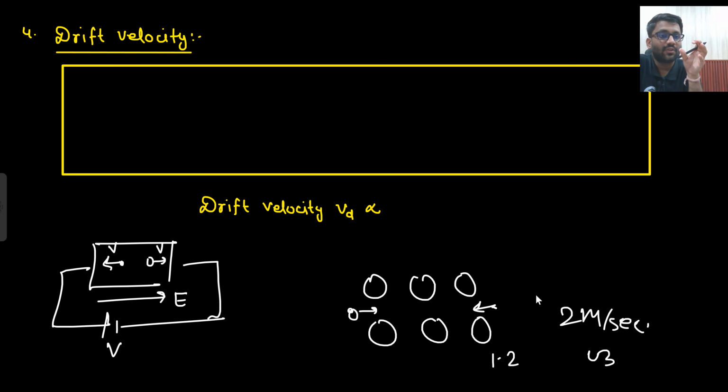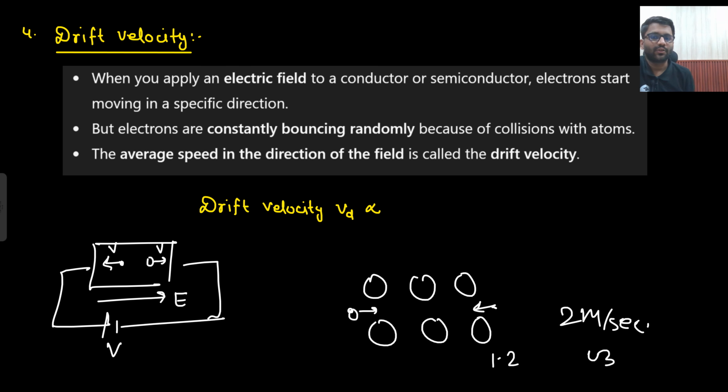It is the average of the velocity of your charge carriers when they move with respect to the applied external electric field. This is the definition that has been written. When you apply an external electric field to a conductor or semiconductor, the electron starts moving in a specific direction. The same goes for the hole as well. But electrons are constantly bouncing randomly because of collisions with the atoms. Their average speed in the direction of the electric field is known as drift velocity.